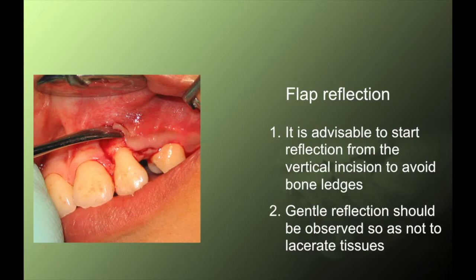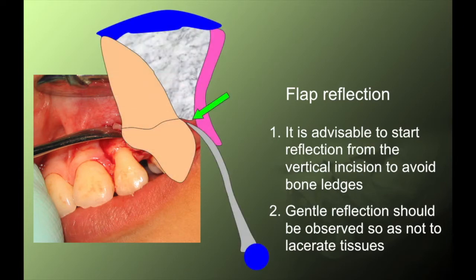We avoid lacerating the tissue, especially during reflection, so whenever possible after a mucoperiosteal incision, we start reflecting from the releasing incision located on an untouched mucosa. This not only avoids bony ledges, but it also facilitates tissue reflection because it's easier to reflect tissue here than on a more fibrous, more adherent masticatory mucosa.